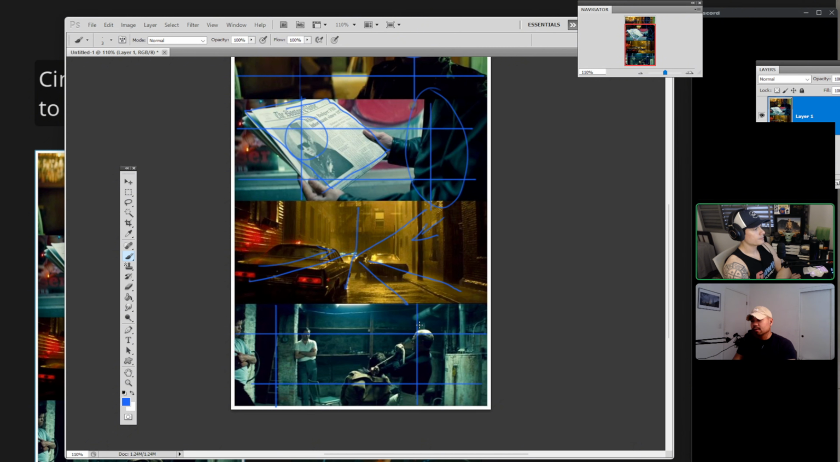And you see how this kind of lands on that rule of third here. It doesn't have to land exactly on the rule of third, but if it's kind of close to it, that's also good enough. See, he's not directly on it, but he's close to that shot.